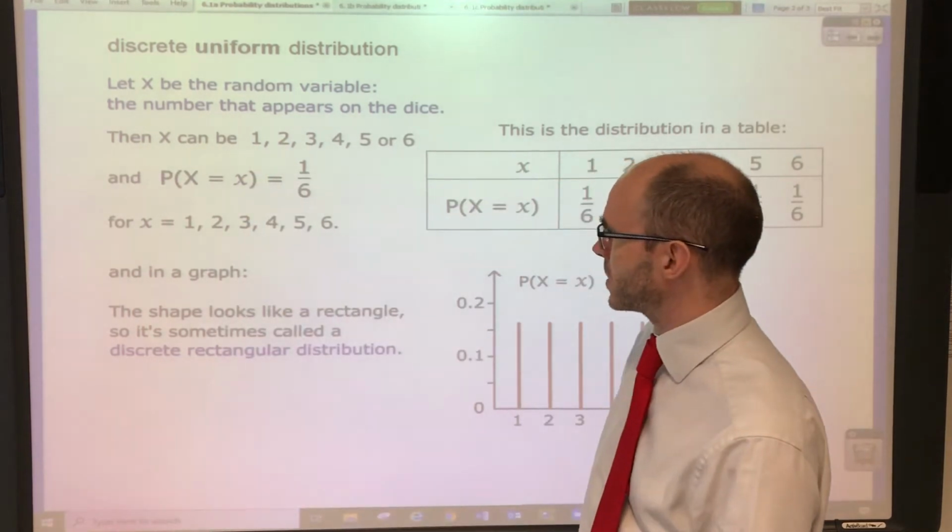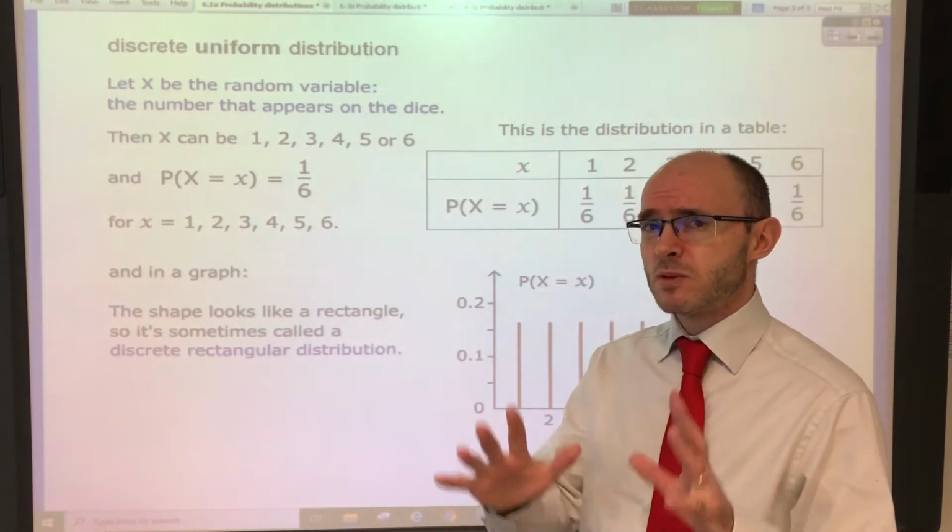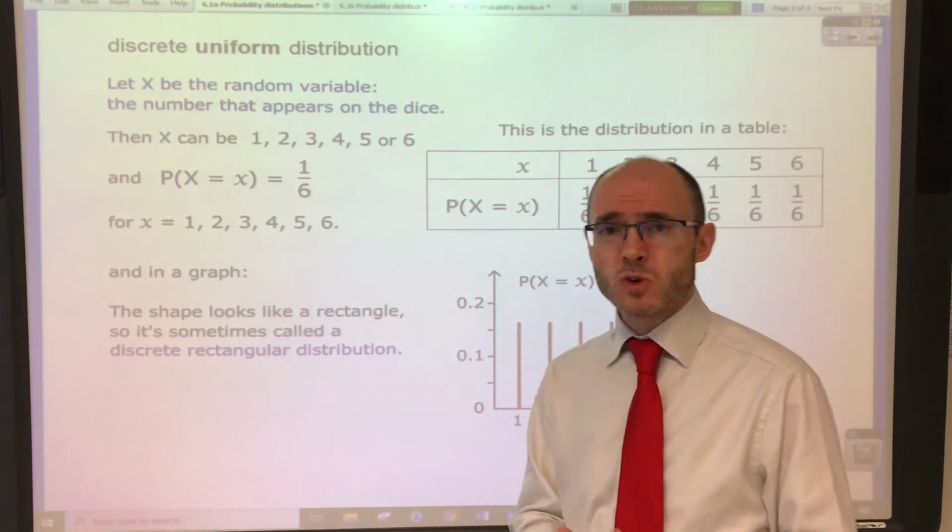And that's important because the other way of describing the probability distribution is by using what's called a probability function.